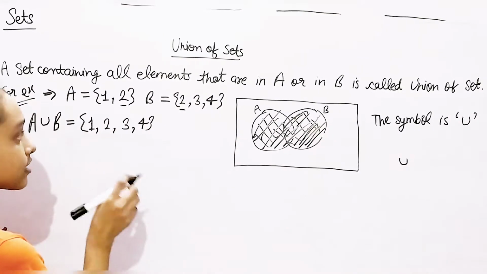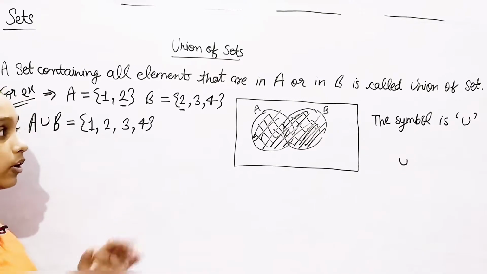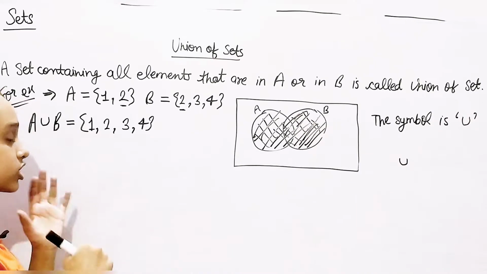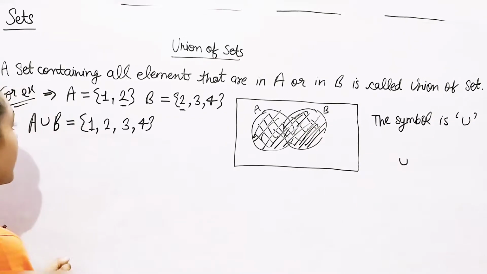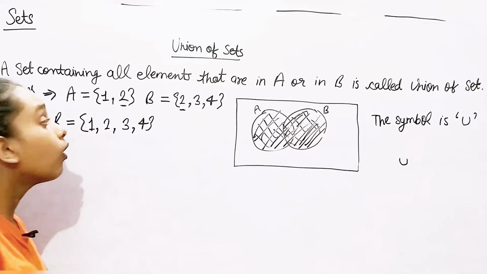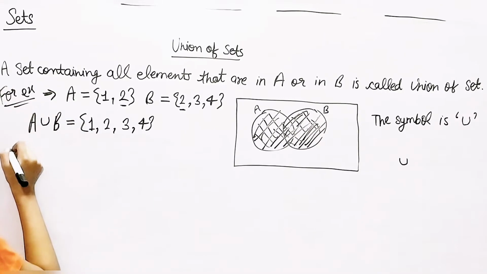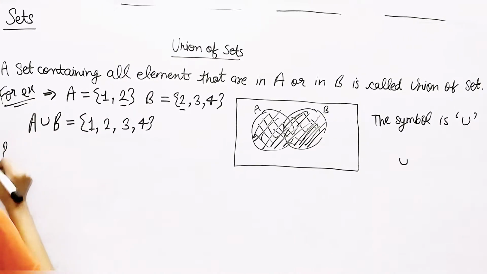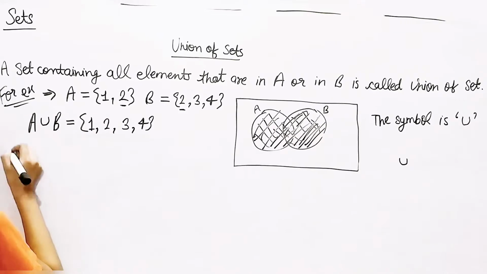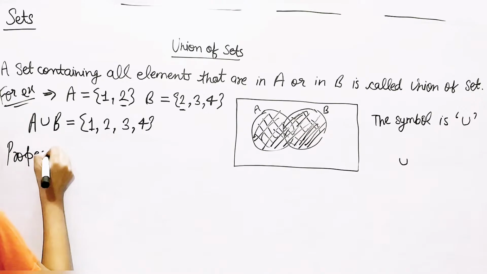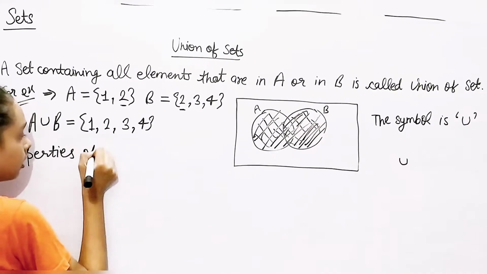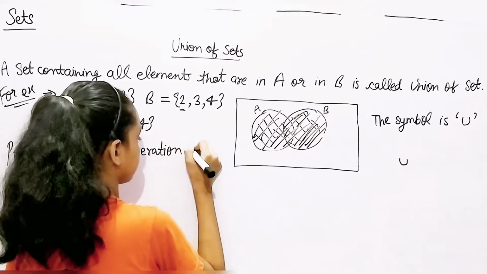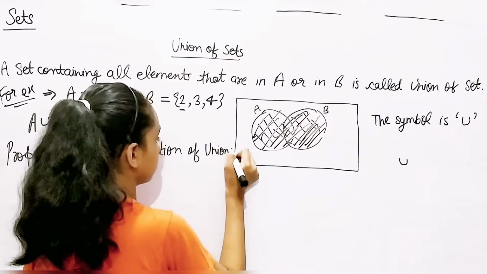Now next we'll have some properties to look at. We have some properties for the operation of union. Basically, we have only 5 properties. So let's just discuss them. Properties of the operation of union, have a look.